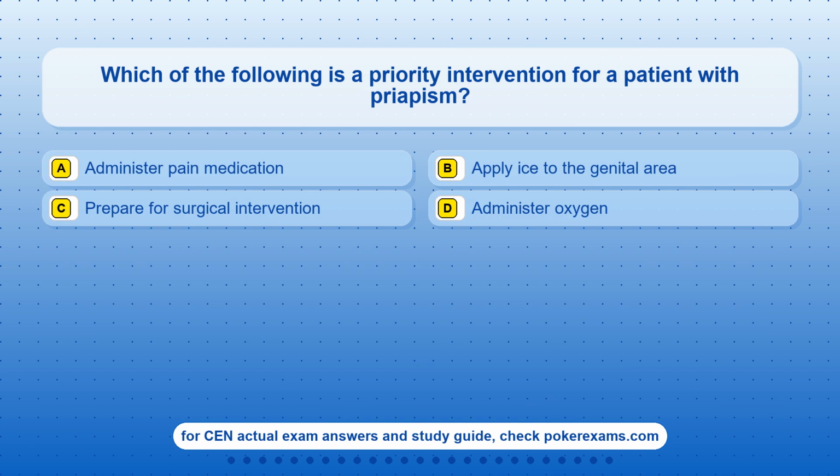Question 23. Which of the following is a priority intervention for a patient with priapism? Option A, administer pain medication. Option B, apply ice to the genital area. Option C, prepare for surgical intervention. Option D, administer oxygen.